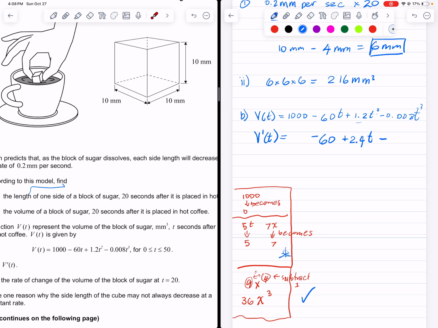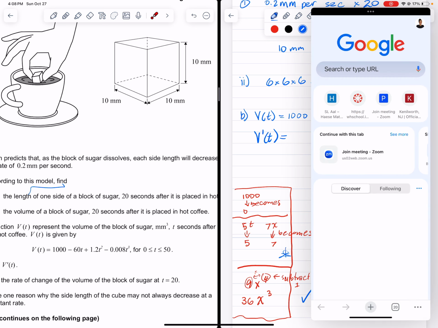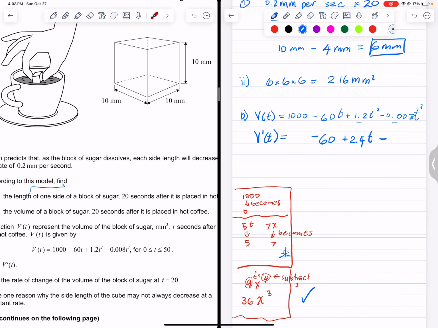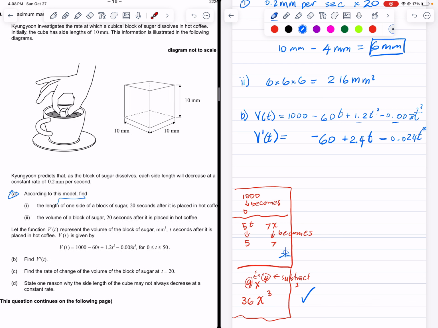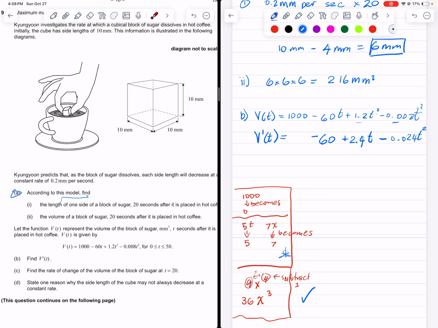All right, and finally, we multiply once again. We multiply the coefficient by the exponent to get the new coefficient. So we get 0.024t, and then we subtract 1 from the exponent to get the new exponent. So 3 minus 1 gives us 2, and that is our derivative. All right, so we've found V prime of t, and that's part B. Let's go ahead and move on to part C.